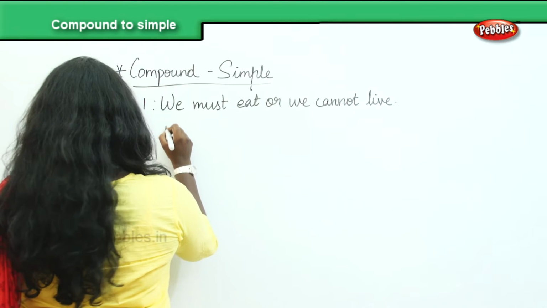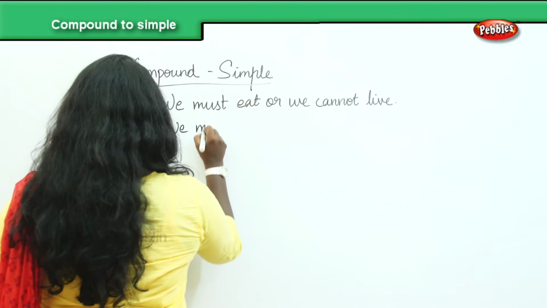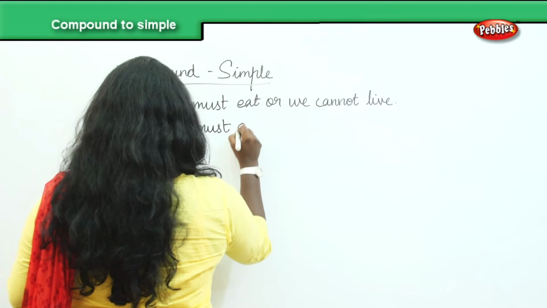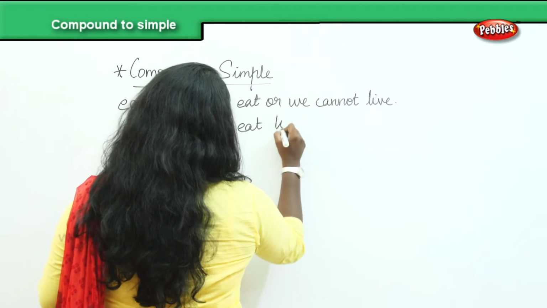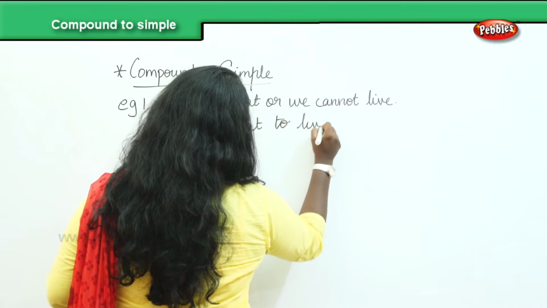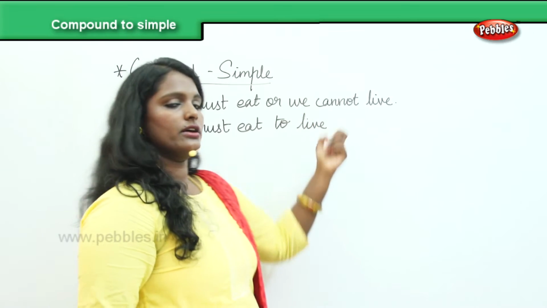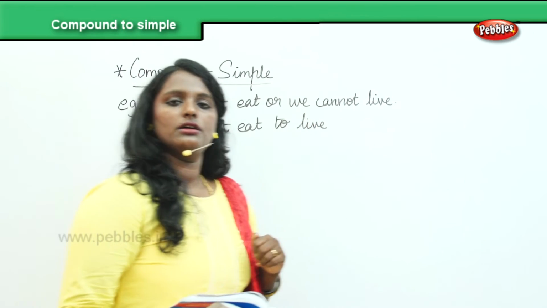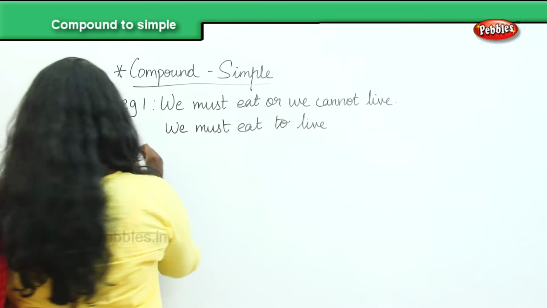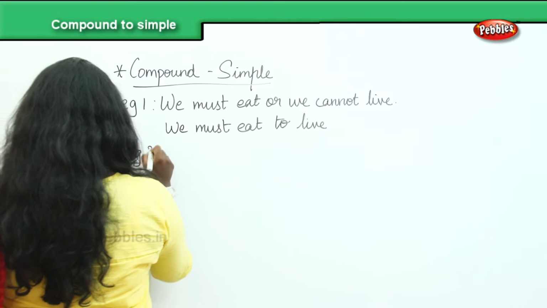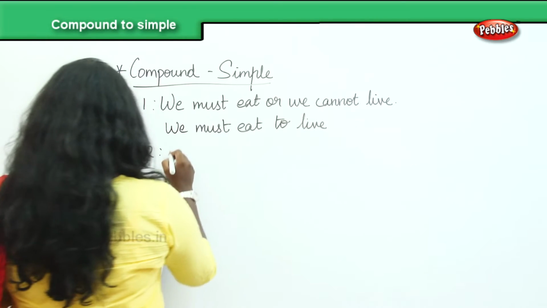Your answer would be, we must eat to live. So I have contracted, or I have literally shrunk, the coordinate clause into a simple word or a phrase. One more example.